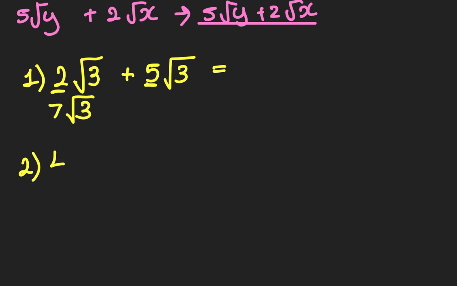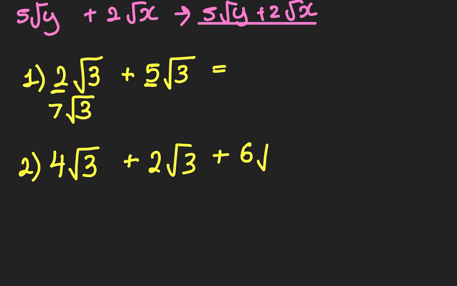Let's say 4 root 3 plus maybe 2 root 3 and plus 6 root 4. Alright, now they've asked us to simplify it. Alright, now look at the terms that have a common root inside, a root value. So we have 3 and 3. So we can head off and start simplifying the first term.